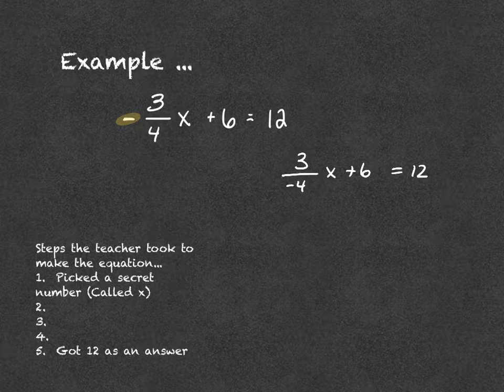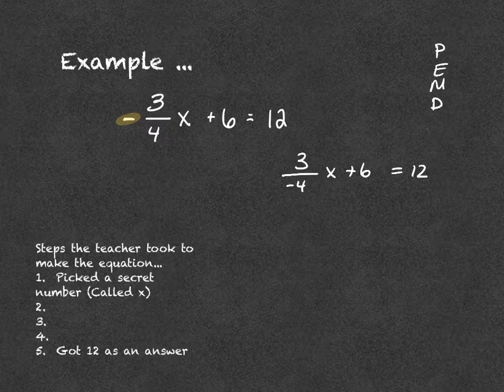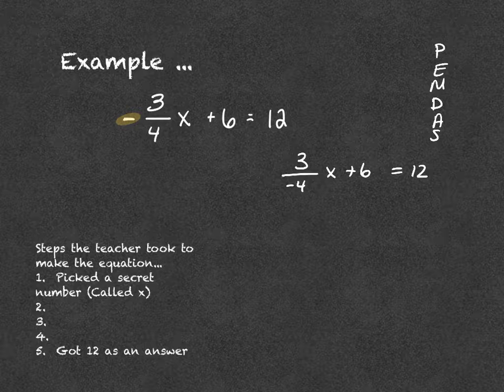Now, in this case, we have a plus 6. We just have to remind ourselves of our order of operations. And we have to list the order that the teacher disguised their number using the order of operations. So whoever did this, they picked some secret number and they called it x. So there it is. That was their first step. Now, what did they do to it?